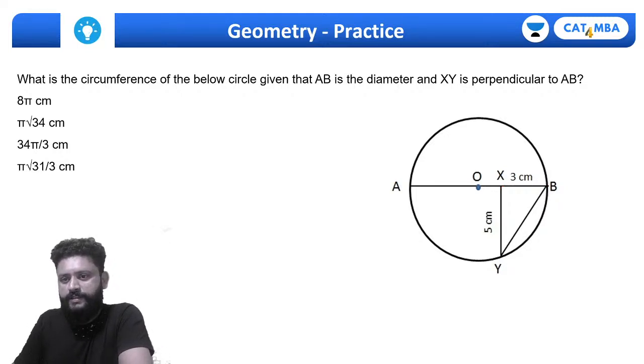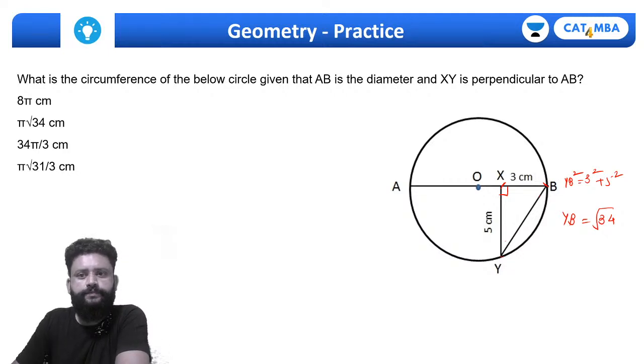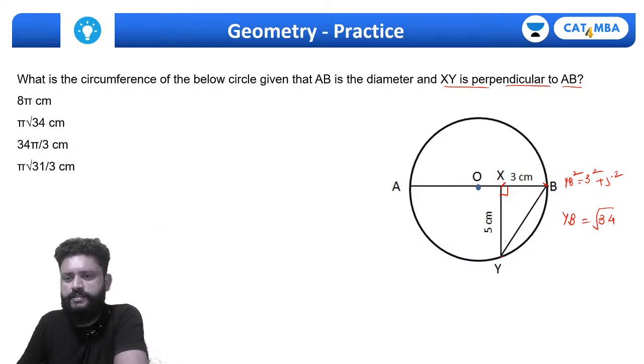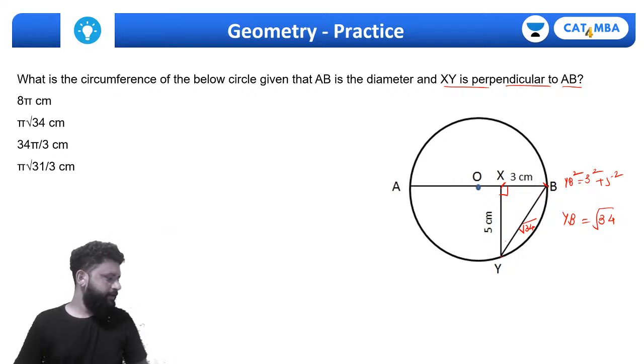Okay, so in this question we have XB as 3 and XY as 5. We don't know the radius. We can find YB definitely: 3 squared plus 5 squared is YB squared. This chord we can get. So YB has to be equal to root 34. So this is the perpendicular. It is given that it is perpendicular. XY is perpendicular to AB, so definitely this is the hypotenuse and we got the value of YB as root 34. Okay, but anyway, we still haven't got the radius. How to get the radius?